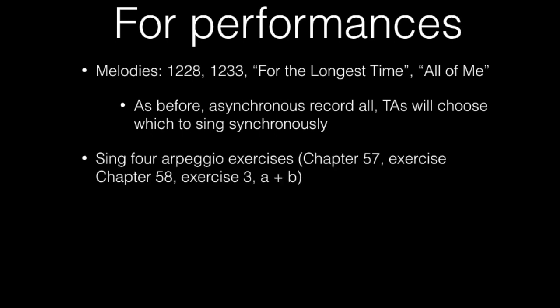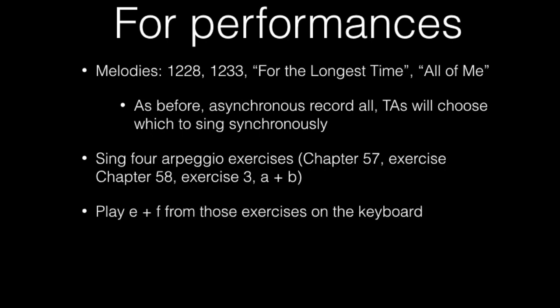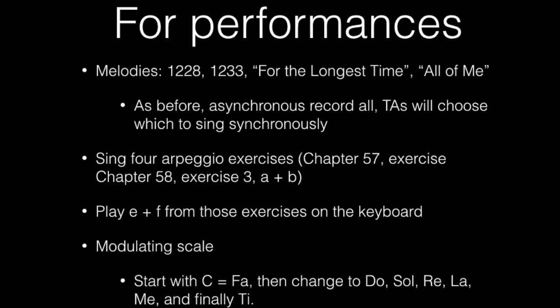You're also going to sing 4 arpeggio exercises. Those are chapter 57 and 58, both exercise 3 in both those chapters, and it's A and B in both those chapters. You'll play E and F from those exercises on the keyboard, that's melodica or whatever keyboard you have around. And then finally you'll do the modulating scale for your hearing. So start with C equals Fa, and then you'll change to Do, So, Re, La, Mi, and finally Ti.